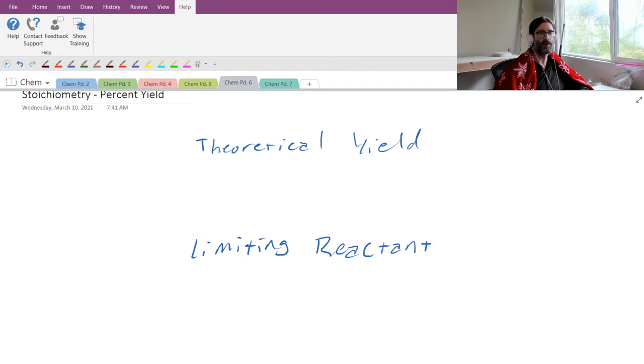So that's close. It's related to the theoretical yield. It does determine the theoretical yield. You can't get any more of a theoretical yield than you can get from the limiting reactant. But I want to kind of clarify that.